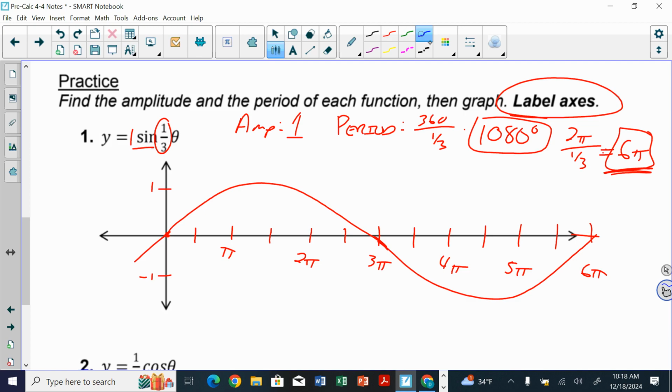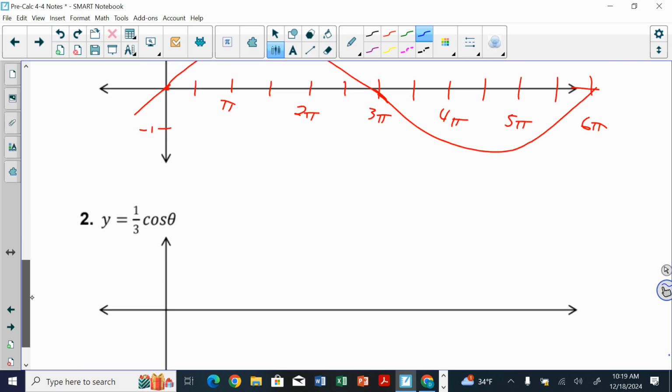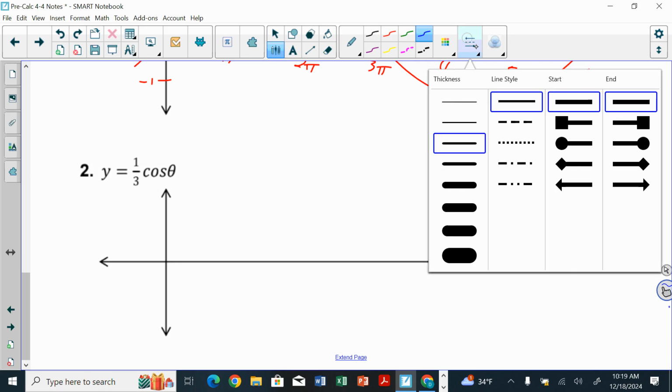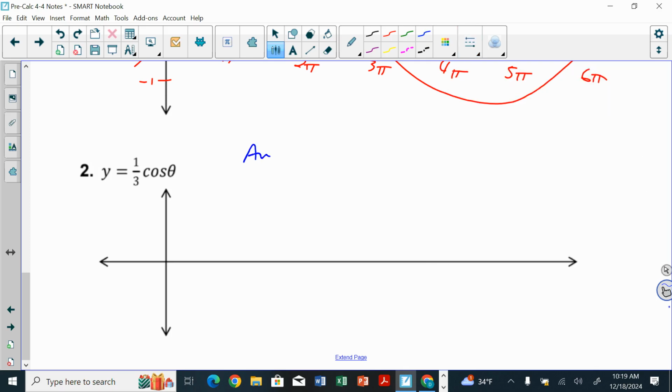Normally, right? Normally, it's like this. It goes up here, down here, and here. So we're taking the same curve, really just stretching it out. Okay? All right. So now we've got the next one, cosine. Now we do have an amplitude. Our amplitude here is 1/3. The period hasn't changed. So I know the period is still 360 degrees, or 2 pi.